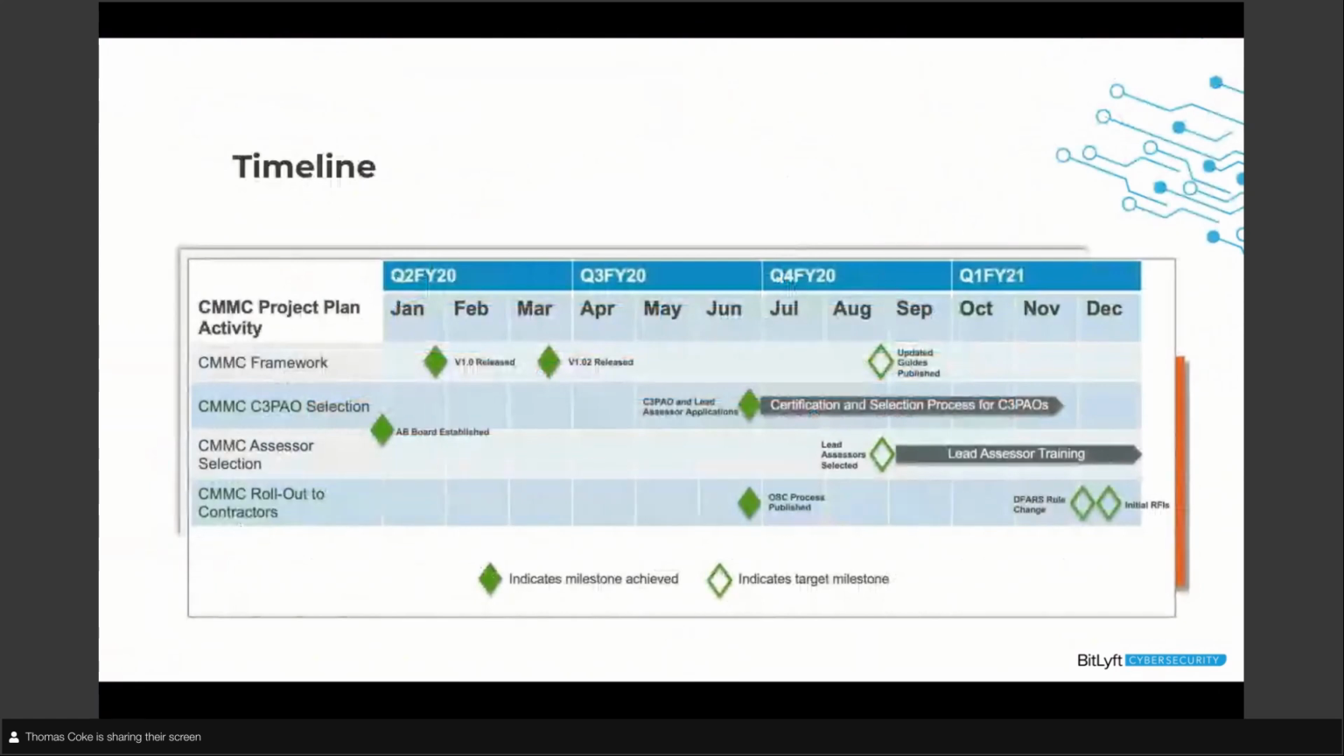This is a timeline that's out there. Obviously, it starts in Q2 of 2020, so we're a little bit behind as far as the C3PAOs, which are the assessors that are actually doing this. They haven't come online as quickly as possible. You can see where they were supposed to be certified and being selected in June, and we're past that. But there's more going into that. There are plans to have that up and running, but you can see the CMMC framework is out there.